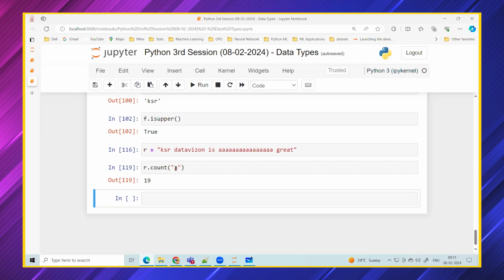Okay, count is looking for some value. That is the argument. Give any character and check. That is how it is. Are we good?